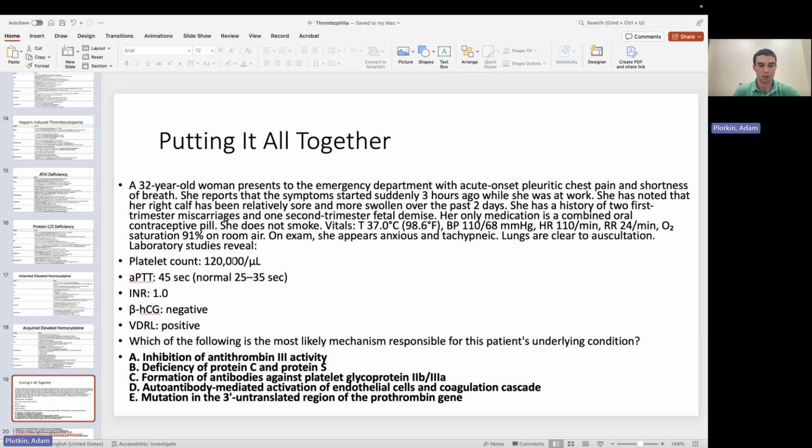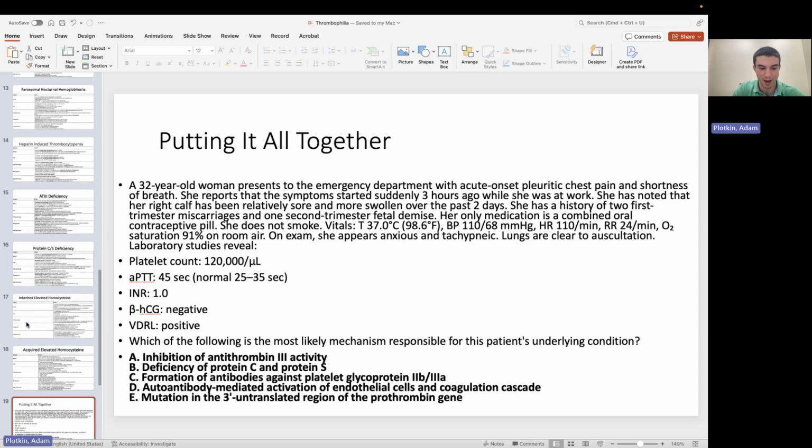Her platelet count is 120. Her PTT is 45. Her INR is 1. She's not pregnant. Her VDRL is positive. And I want you to think about which of the following is the most likely mechanism responsible for this patient's underlying condition. So pause your screen, think about what disease you think is going on, and then which of the following of these pathophysiologies match up.